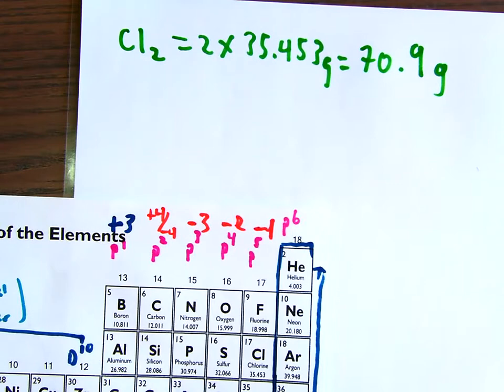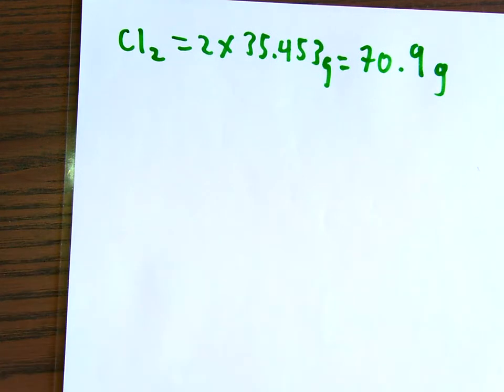Let's look at a few more examples. Let's get a little bit more complicated now. Next example, water. What is the mass of water? H2O.